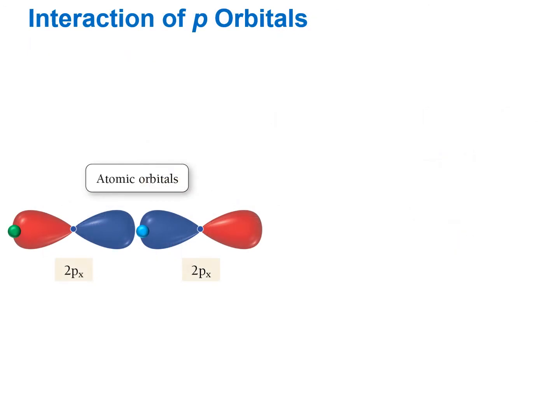So what about p orbitals? What's happening with the p orbitals? Well, this is the shape of a p orbital, and in this case we're looking at 2p of x. Keep in mind these are going in sort of an infinity sign, so it is likely that we're going to run into that scenario where we have bonding and anti-bonding molecular orbitals.